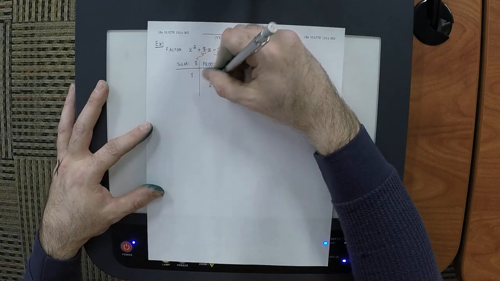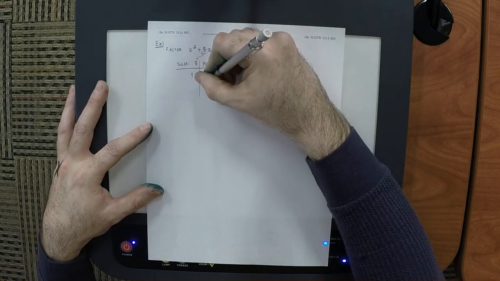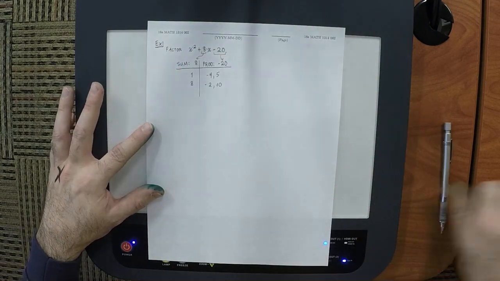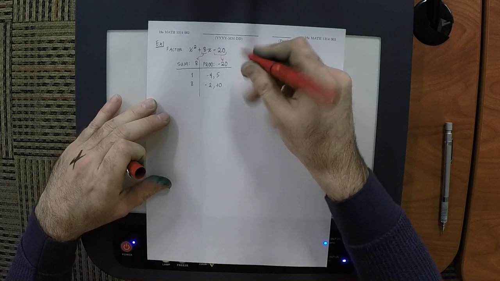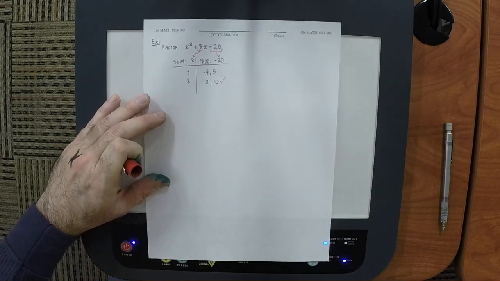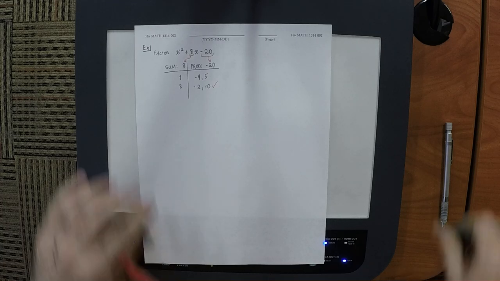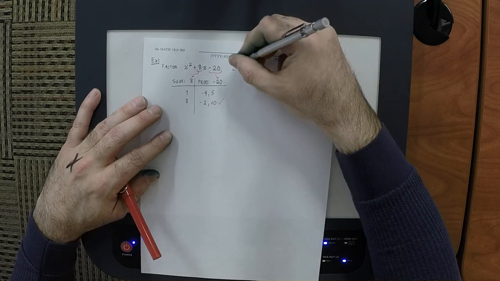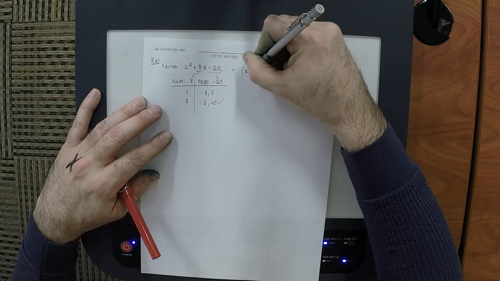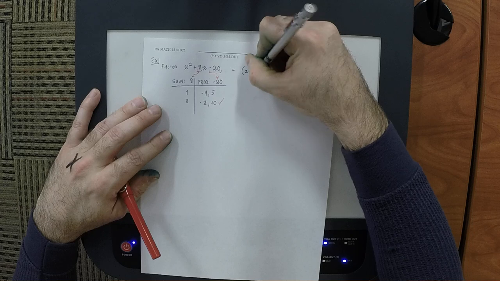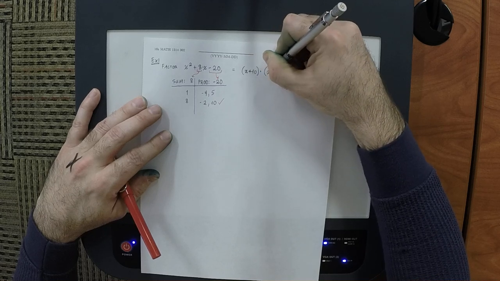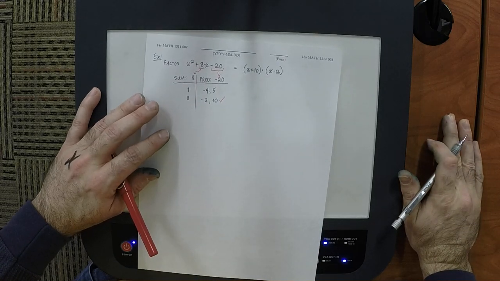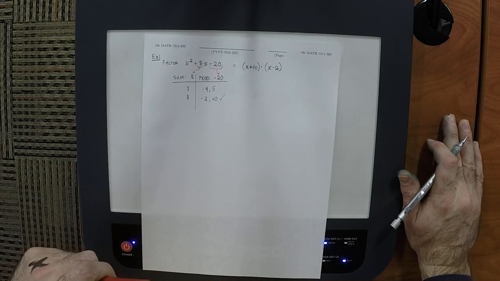So yes, one of them needs to be negative. Which one? Okay, good. So negative 2. And then the sum of those is 8. We found a winner. Is it clear why that's a winner? Okay, as a result, we know the factorization. What's the factorization? Very good. x plus 10 multiplied by x minus 2. This is the kind of thing that we were doing last time.